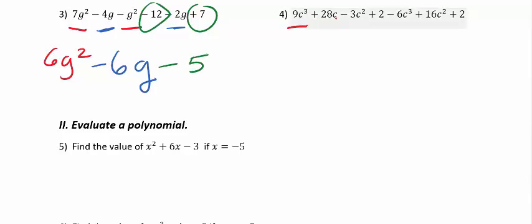9c cubed can combine with minus 6c cubed. That gives us a 3c cubed. Then we're going to look at our c squares. We can combine those two together. A negative 3c squared plus 16c squared gives us a 13c squared.